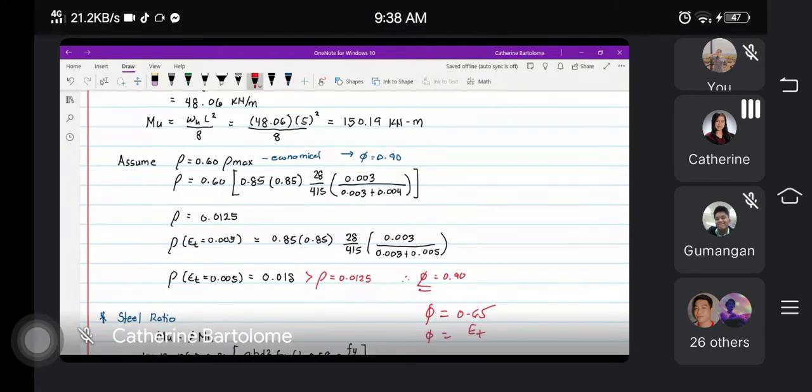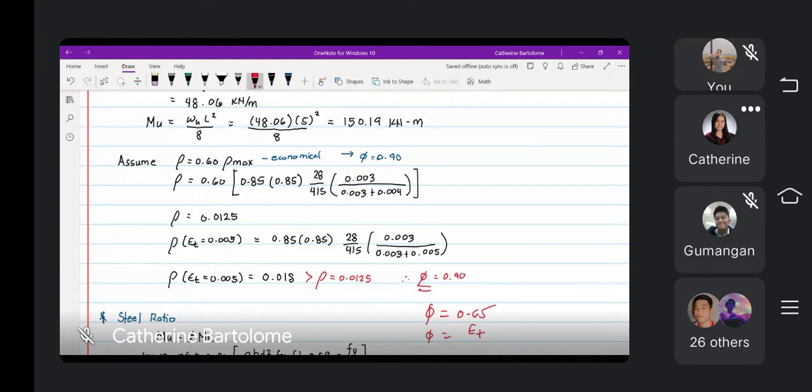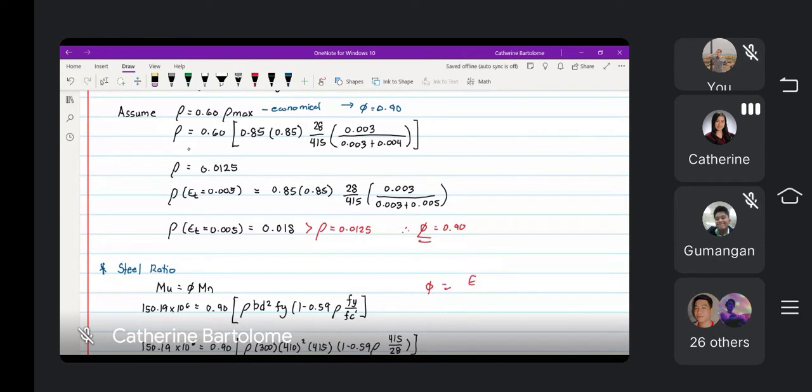pero ang goal natin is to... but after that you have to check also if your phi is really 0.90. So sa una, okay lang na mag-assume kayo, then after, you have to check if tama yung assumption nyo. Okay, so any more questions? Wala na po, ma'am. Okay, so can we proceed to the next problem? Sige po, ma'am.